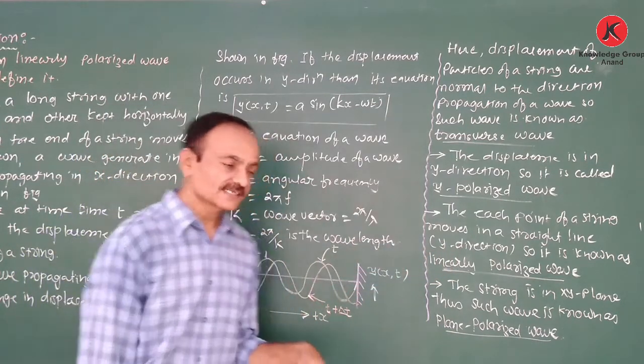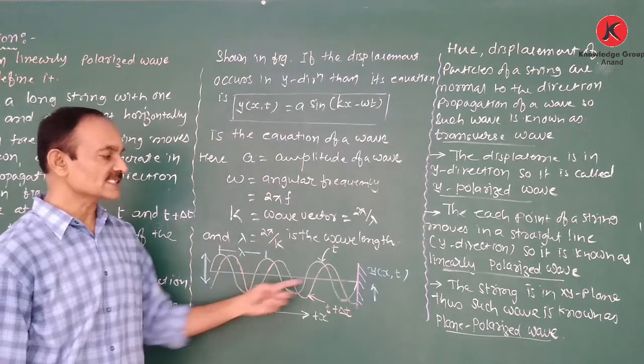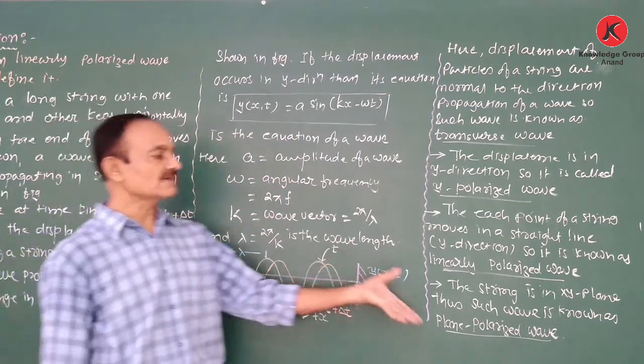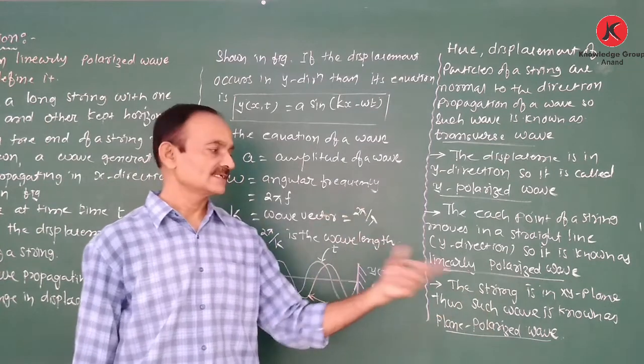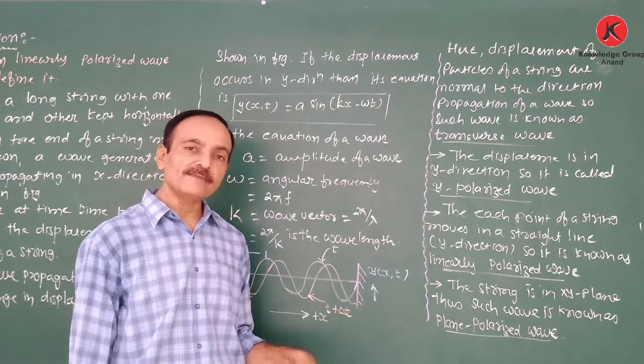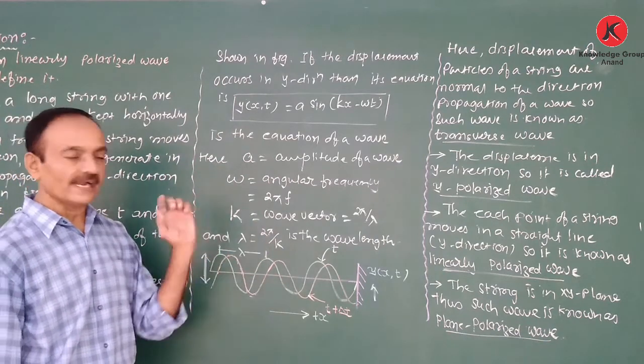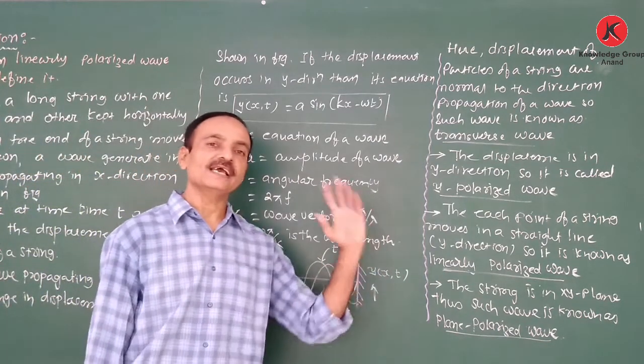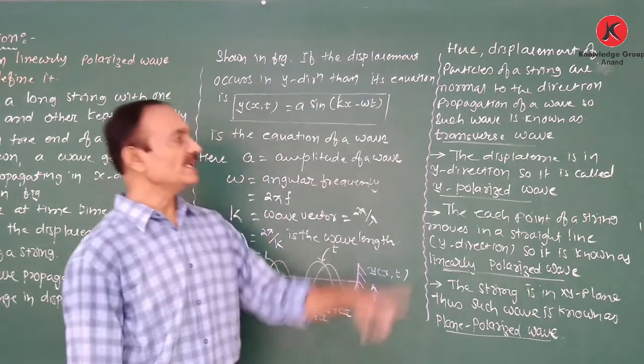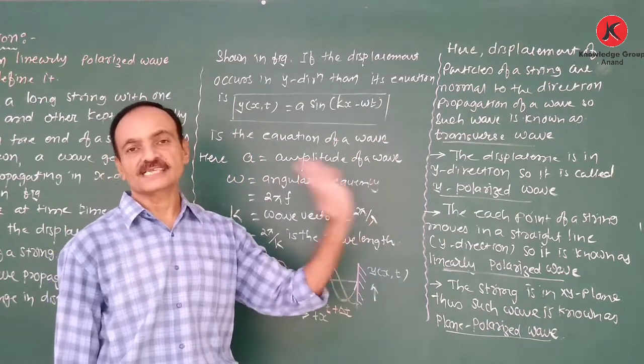Next, the string is kept in the xy plane. Therefore the wave generated is known as plane polarized, because the disturbance occurs along the y direction but propagates in the x direction. So only keep in mind these four definitions, that is important.